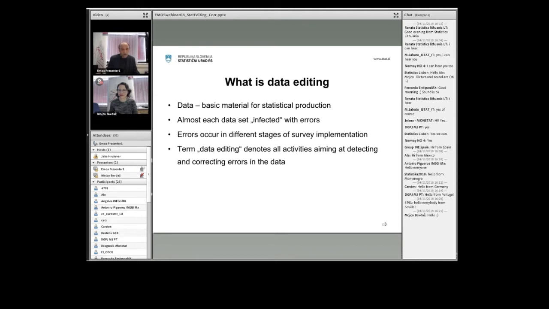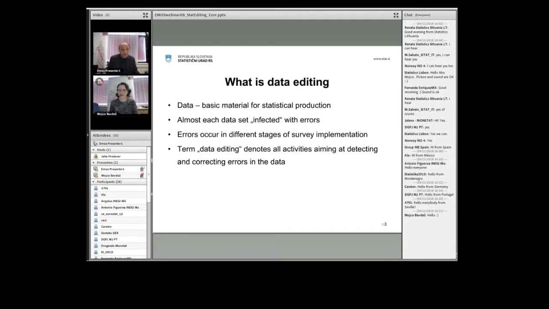So if we are looking at these three wide groups of where errors can occur, I can say that in our presentation we will mostly focus on the errors that occur during the data collection, and perhaps also some of them during the data processing. We will not tackle the problem of sampling errors or coverage errors, because this is tackled in other presentations and other webinars.